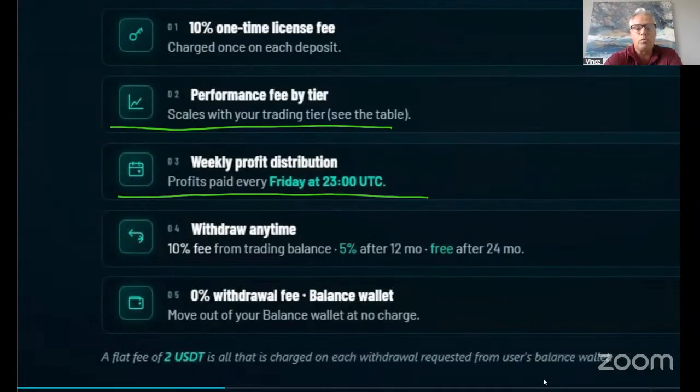Weekly profit distribution, it compounds weekly every Friday at about 7 p.m. Eastern. You could withdraw this at any time. There is a 10% fee. There's no lock period on your money.